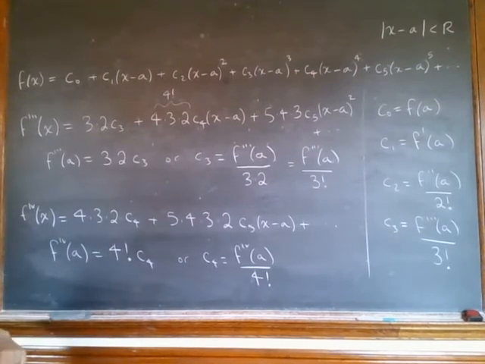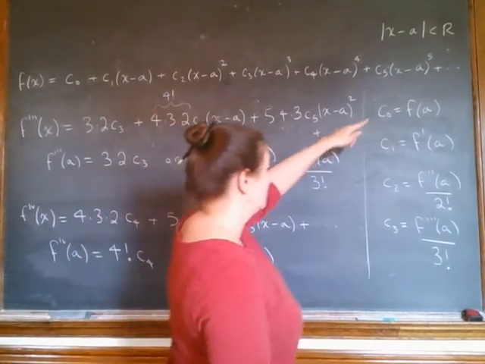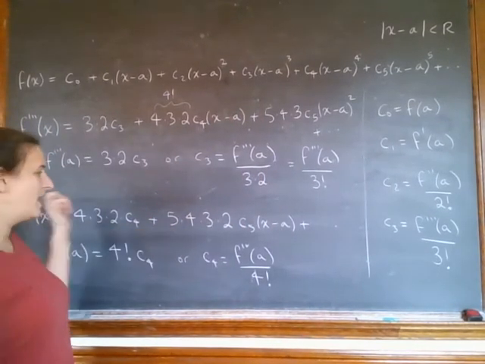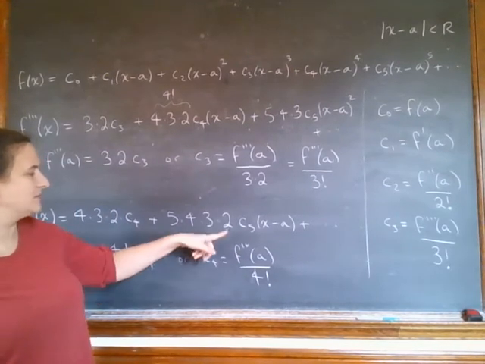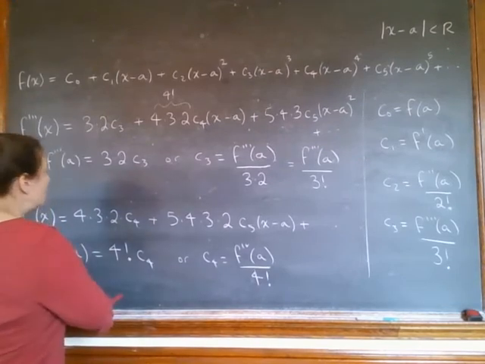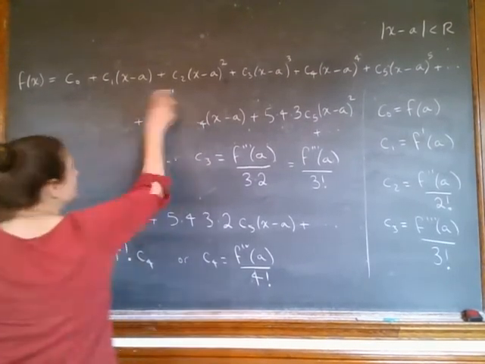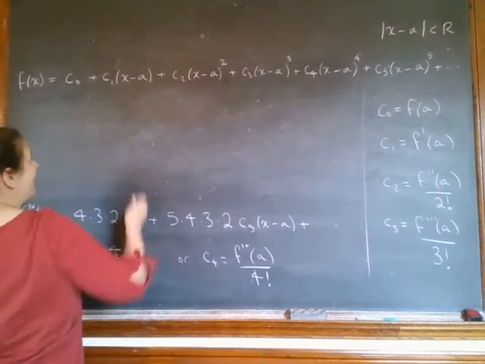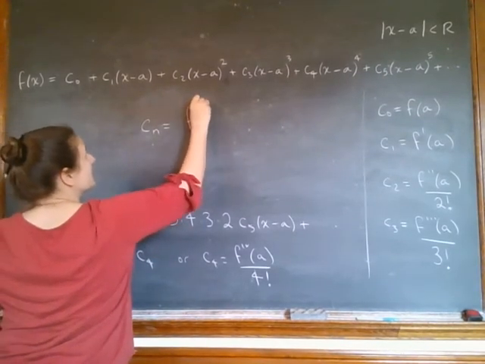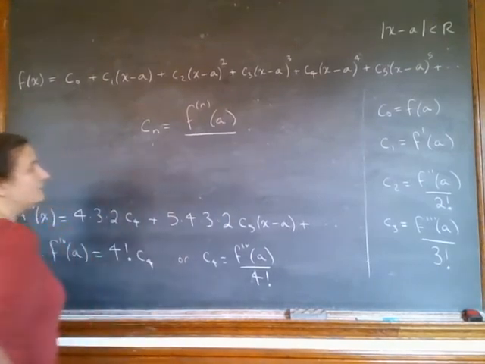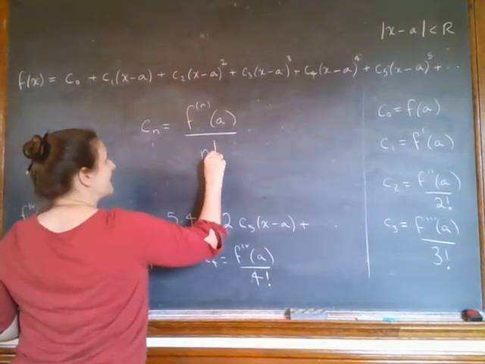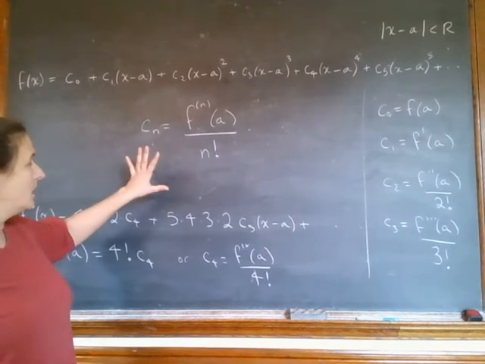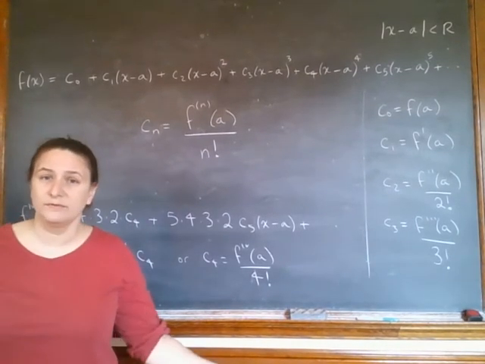There. Okay? So if I look at my c5, it's going to be the fifth thing as well, right? It's going to be the fifth derivative at a divided by 5 factorial. So this gives us the actual pattern. The pattern is that the nth coefficient, cn, is going to be the nth derivative of the function evaluated at point a divided by n factorial. So that is the equation for Taylor's theorem.